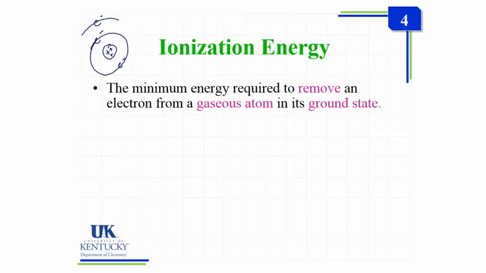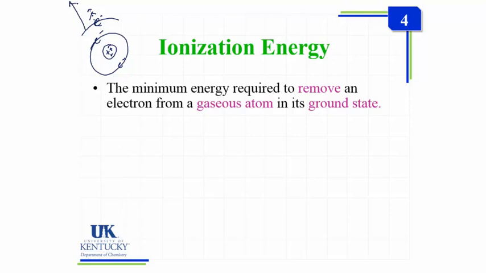It's a ground state electron, so it's already in its lowest energy state. We haven't promoted this electron up to some higher energy level. It's in its ground state, sitting in that 2s orbital. The minimum energy would be the energy to remove the furthest away one. So we're going to take this electron and completely remove it from the atom and measure the energy it takes to do that.